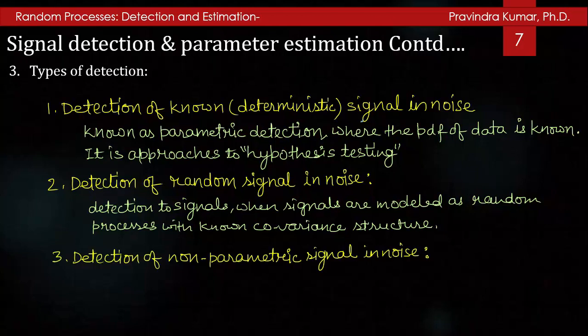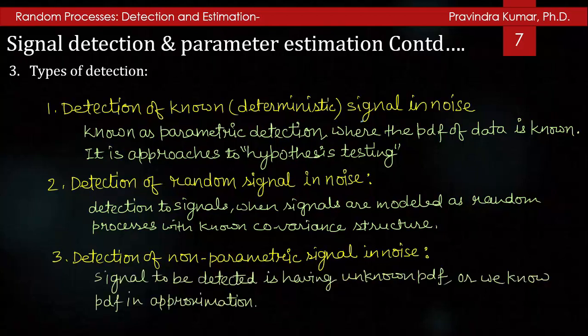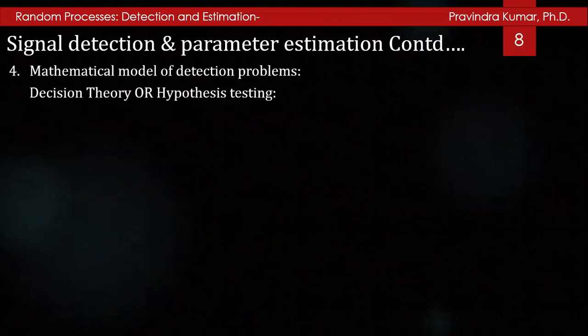And the detection of non-parametric signal in noise. The signal to be detected in this case is having a known PDF, or we know the PDF in some approximation form. Now we will discuss the mathematical model for the detection problems. First we will discuss what is decision theory or hypothesis testing.